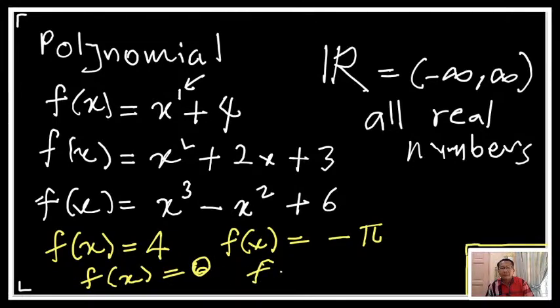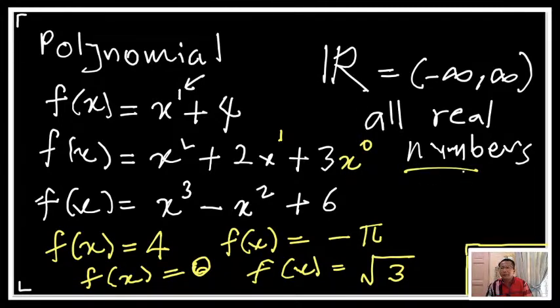And also, if it involves a radical, like this, the cube root of 3, this one is also a polynomial. What is important is the power of x. No negative, and it should be an integer. 3, 2, 1. We don't write the 1. This one, x to the power 0. So, the domain is all real numbers.